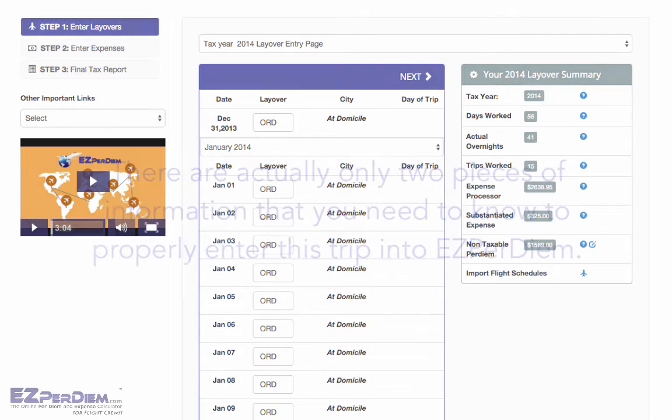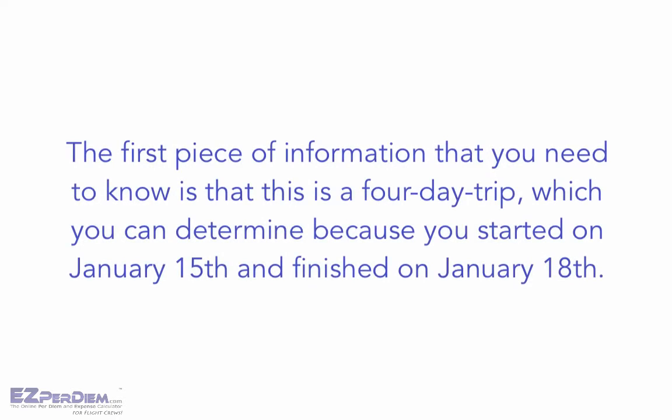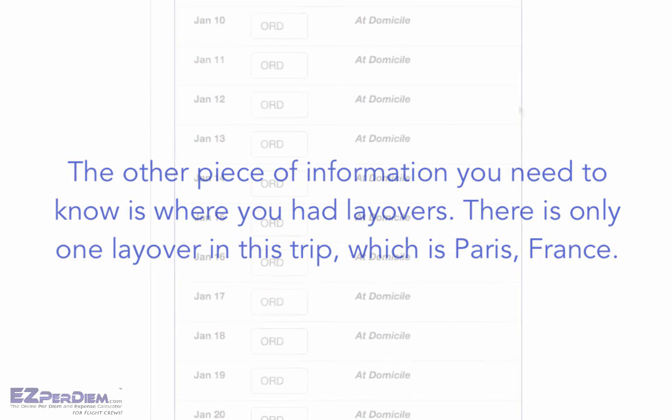There are actually only 2 pieces of information that you need to know to properly enter this trip into EZPerDiem. The first piece of information that you need to know is that this is a 4-day trip, which you can determine because you started on January 15th and finished on January 18th. The other piece of information you need to know is where you had layovers. There is only one layover in this trip, which is Paris, France.